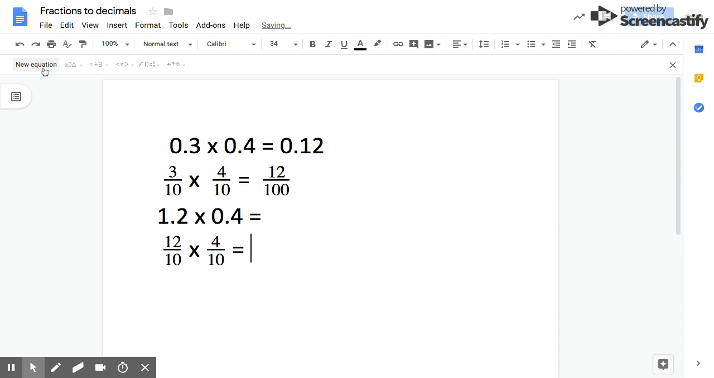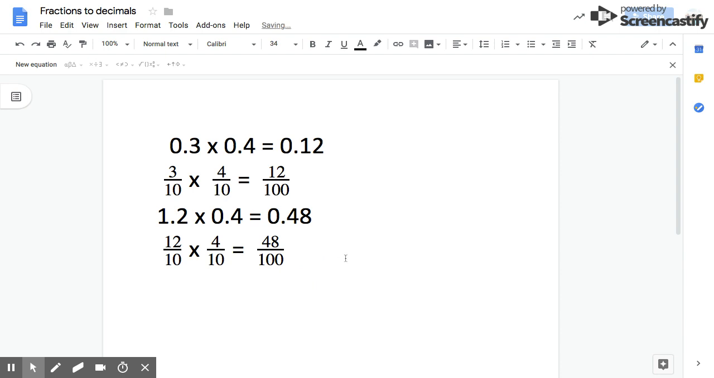Oops. Got to do some clicking. 48 hundredths. Well, so it looks like I'm in the same place value. I'm in the hundredths place. So that means that 8 has to be in the hundredths. So I get 0 and 48 hundredths.